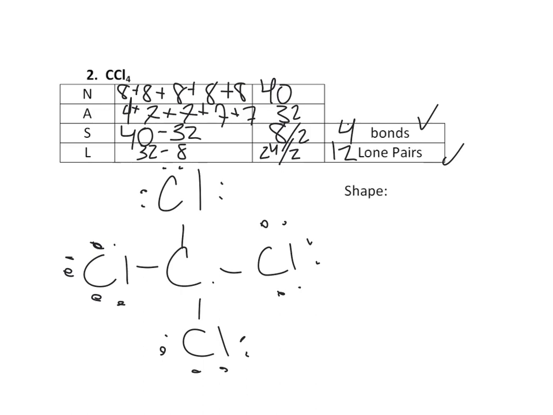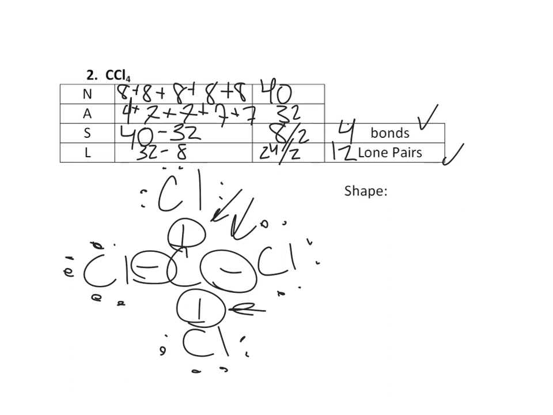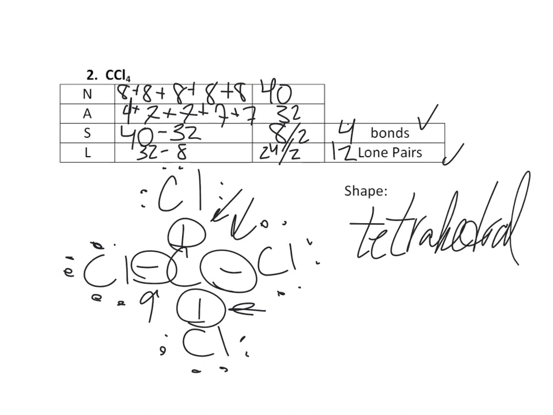Let's count our areas. 1, 2, 3, 4 areas total. All of them are bonding. None of them are lone pairs, so either 4 bonded with no lone pairs or 4 total with no lone pairs will give you that tetrahedral shape. Notice there's not a whole lot of work between getting the molecule and getting the shape. You just have to have that table in your head ready to go.